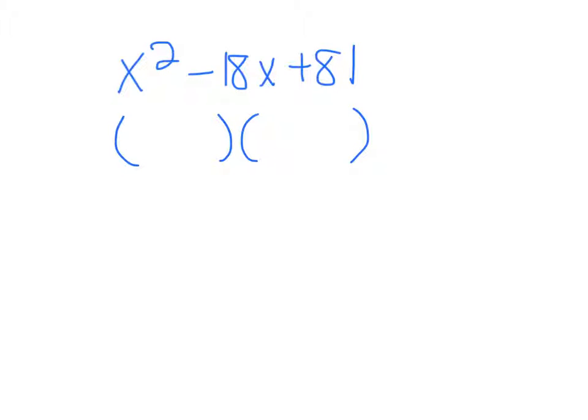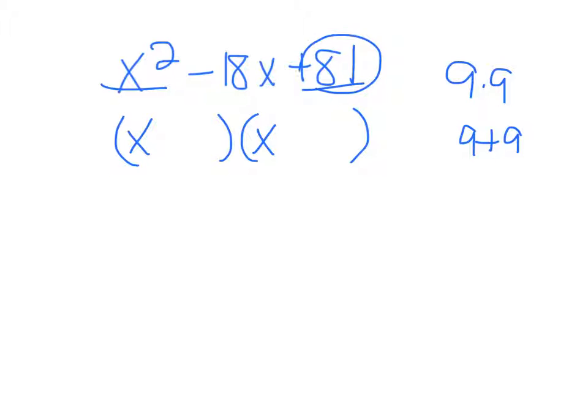Okay. What's the square root of x squared? The only way to get that is to go x times x. The square root of 81 is 9. So if we did 9 times 9, we get 81. But then 9 plus 9, okay, because remember your factors have to add to give you your middle term, which is 18. So 9 plus 9 is 18, so we're going to use 9.